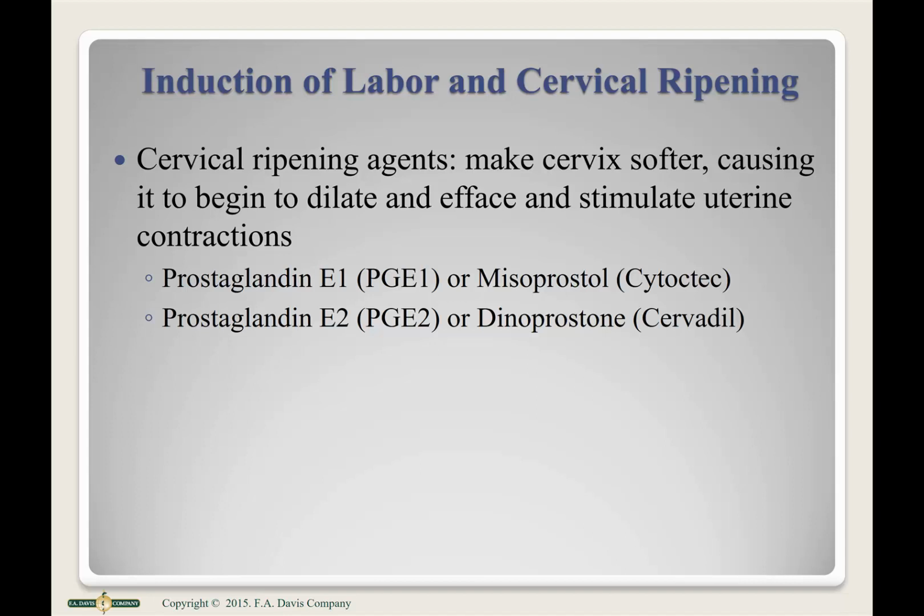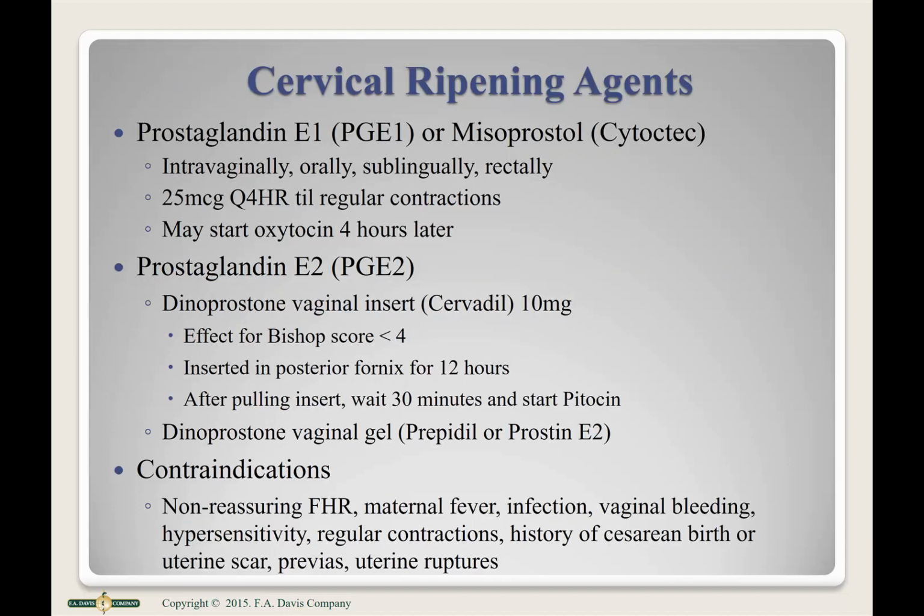Okay. Cytotec is a medication that we give intravaginally. We can give it orally or sublingually or rectally, but we typically give it intravaginally to ripen the cervix. We do 25 micrograms, and these tablets come as 100 microgram tablets. So we actually have to have pharmacy quarter this tablet for us because we only give 25 mics to make a cervix favorable. And we give this medication every 4 hours until they start having regular contractions.